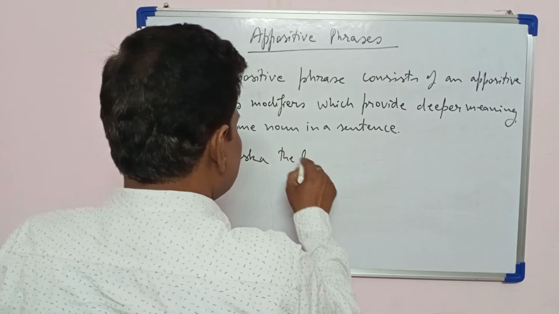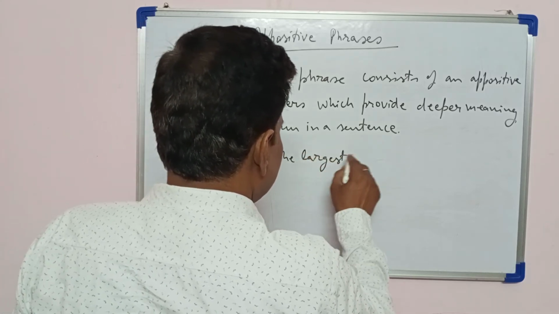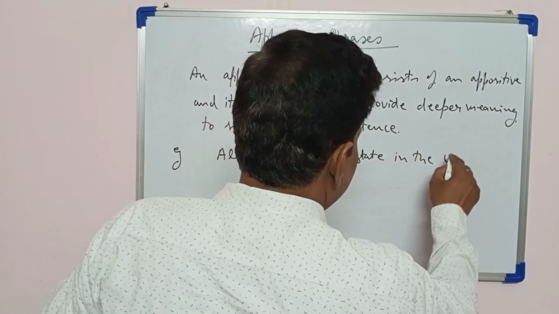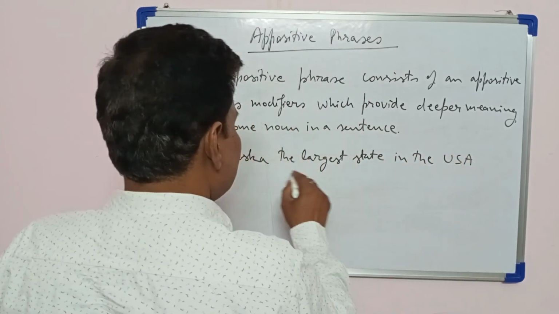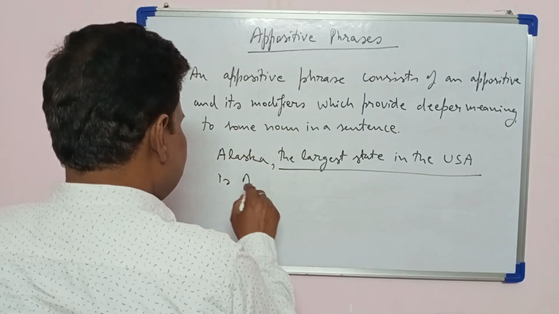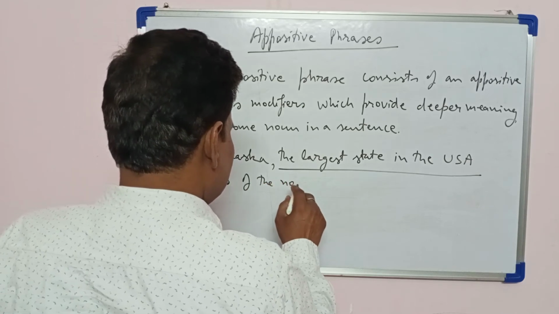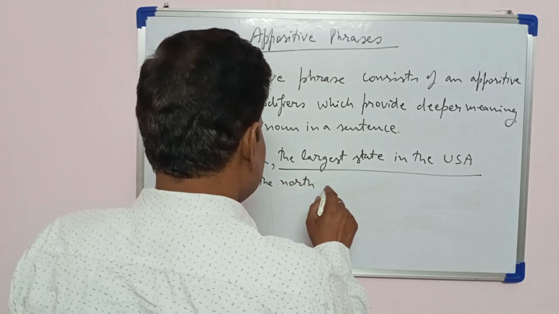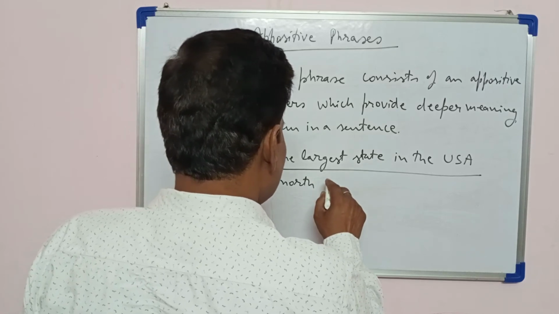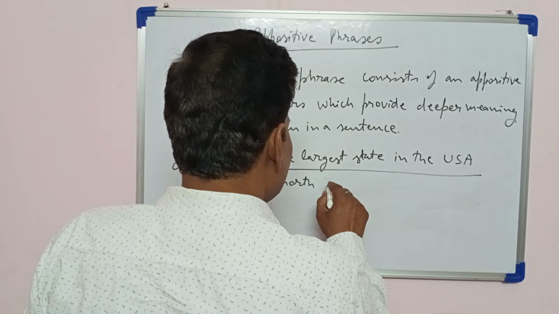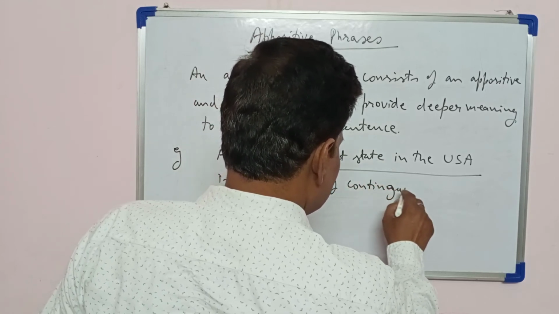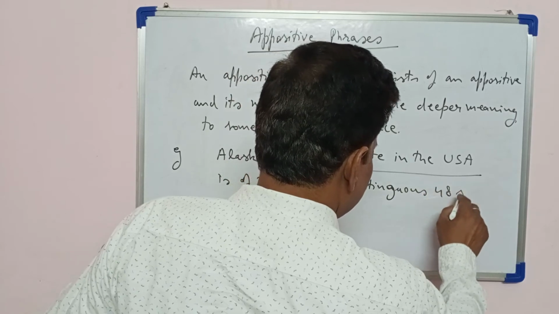Alaska, the largest state in the USA, is to the north of the contiguous 48 states.